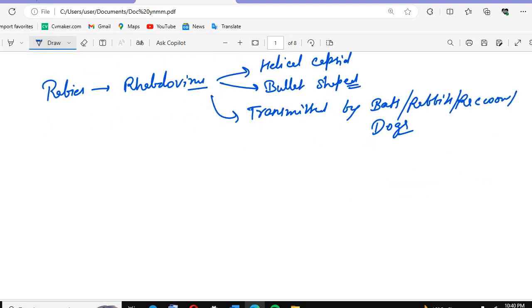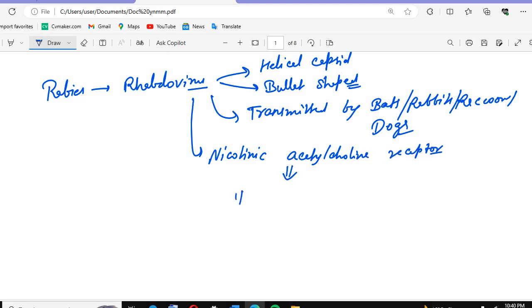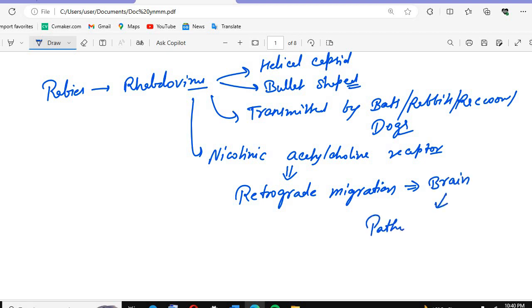Also remember, when we talk about the rhabdovirus, that it involves the nicotinic acetylcholine receptors, due to which it causes retrograde migration. So you need to remember which migration is shown by the rabies virus, that is retrograde migration to the brain. And we know that in the brain we have one pathognomonic body. Which pathognomonic body do we have? Yes, that is the Negri bodies.